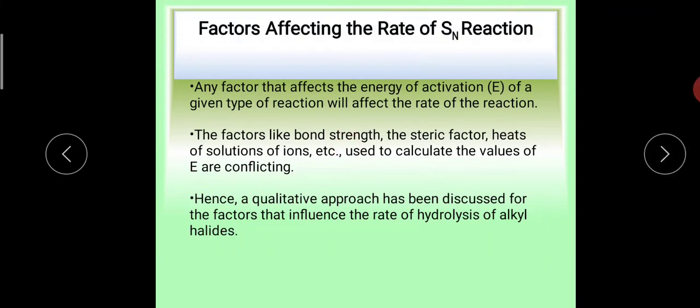Okay, so here we are going to see a qualitative approach for the influence on the rate of hydrolysis of alkyl halides. Okay, so what are the factors that qualitatively influence the rate as well as the mechanism of hydrolysis of alkyl halides will be discussed further.